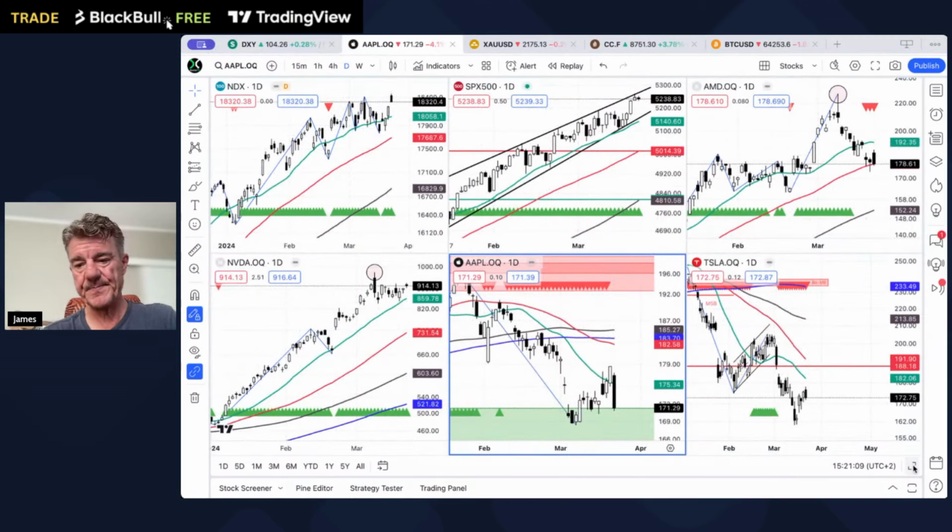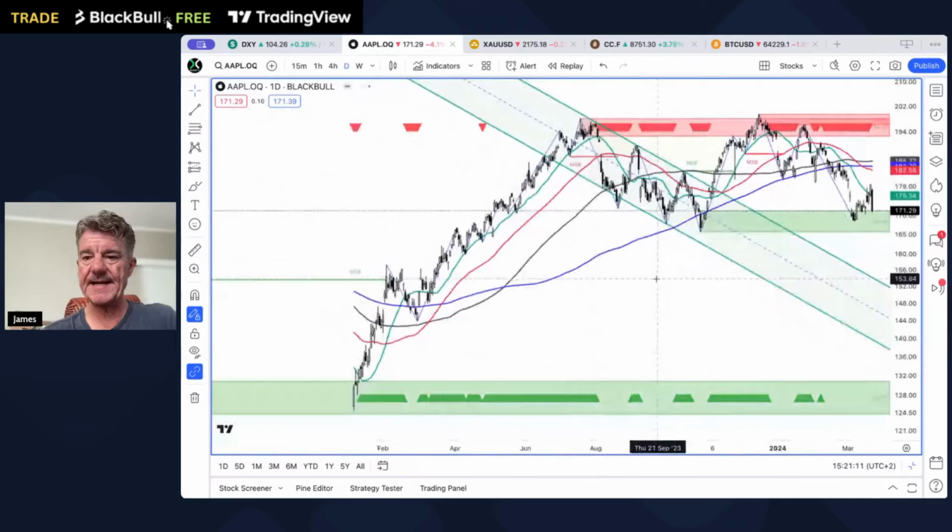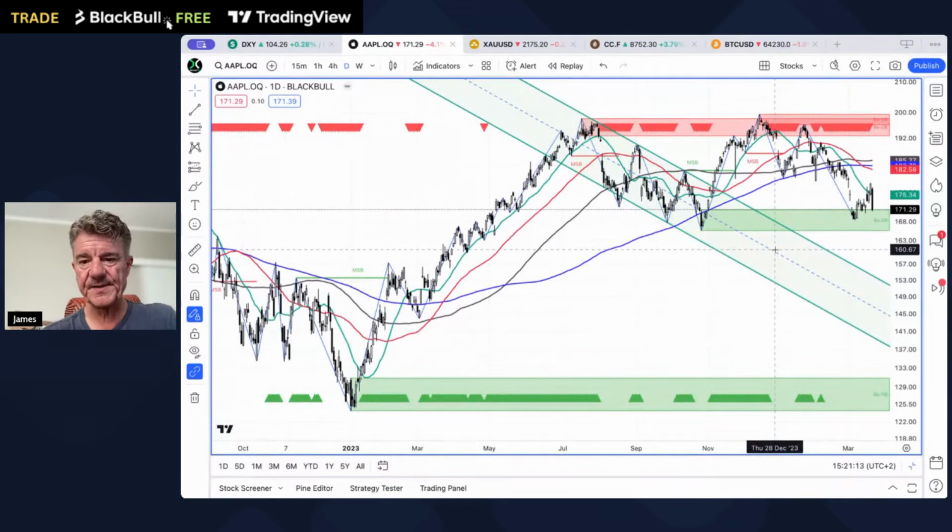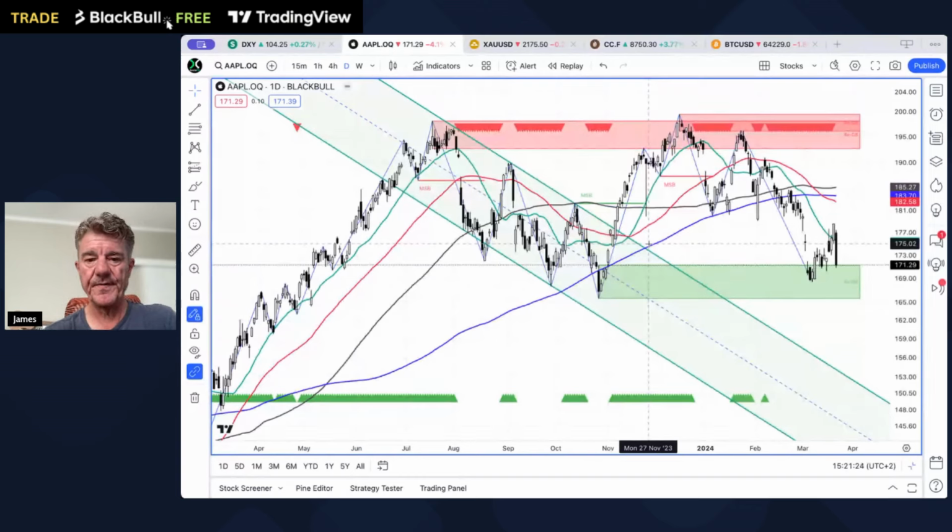And Apple has been late to the AI party. Keep that in mind. We're right into this big support block here, big order block, support zone, demand zone, whatever you want to call it. The names change every year. It's fine. Just means support. We've come back down into support right now, big support area.